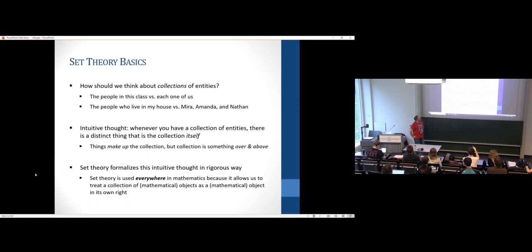So could you explain the third point? Yes. So the idea here is that we don't just want to say a collection is merely reducible to the things that make it up. We can talk about the collection as a separate and distinct thing that has the parts that make it up, but it's something extra. So there is the collection that is people registered for this class, and then there's you, etc.